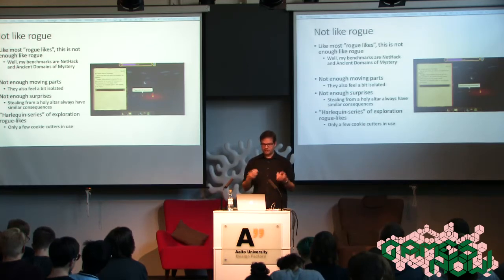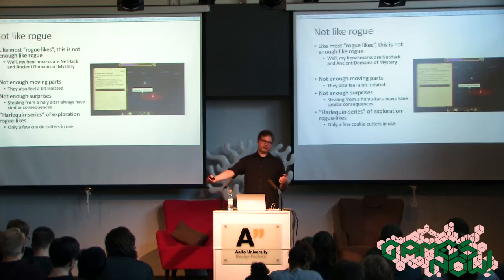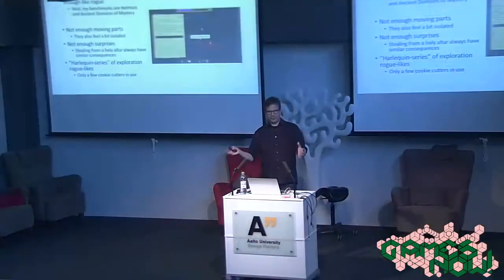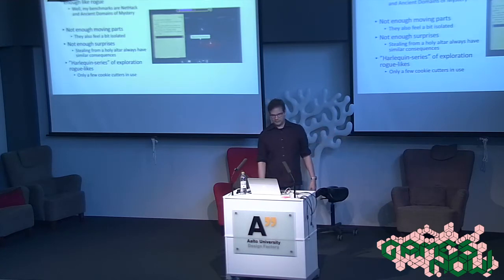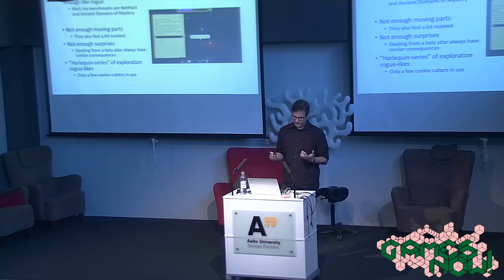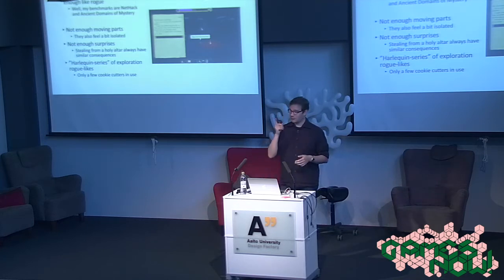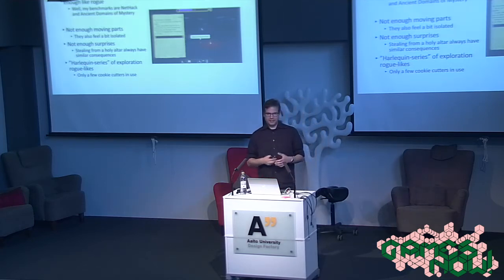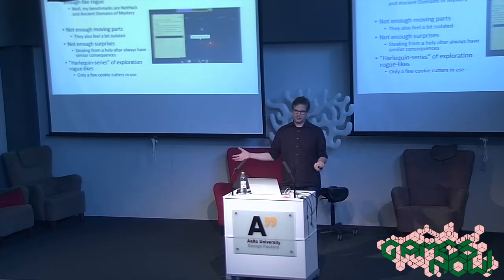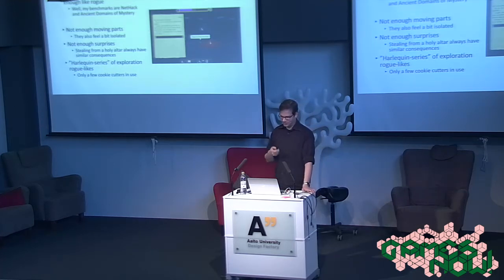But in this game, I can't remember a time when I went to the Holy Altar and stole everything and nothing happened. Always when I steal the stuff from the altar, something awful happens after that, and it's all right, I know something is going to happen, so why would I take this? This makes me think of this game as a kind of Harlequin series of exploration roguelike. And I'm not saying that this is a romantic novel or anything. I just say it feels like every time I play the game, it's cut with the same cookie cutter. There are not enough different kinds of cookie cutters for different stories in this game. So it's not enough roguelike to be a roguelike.